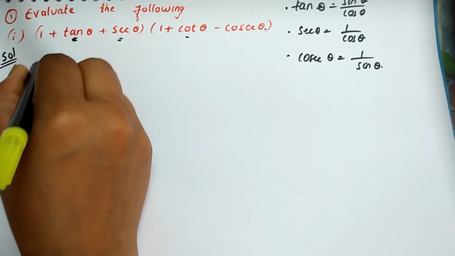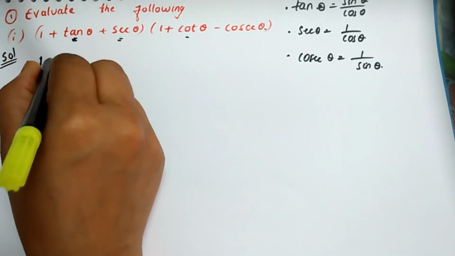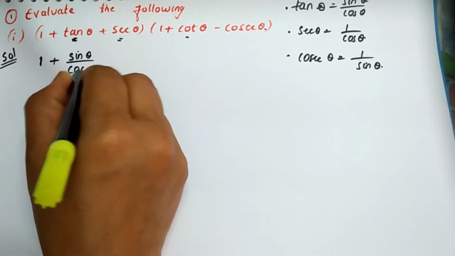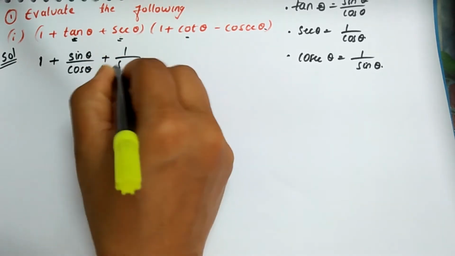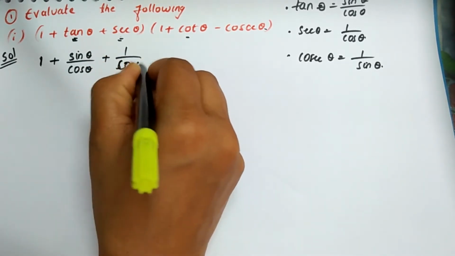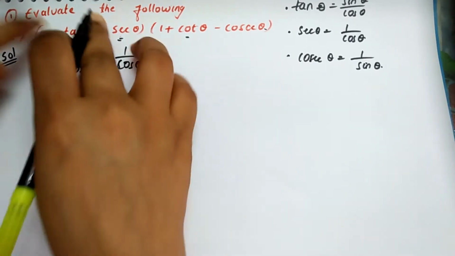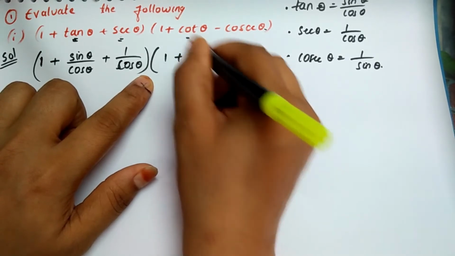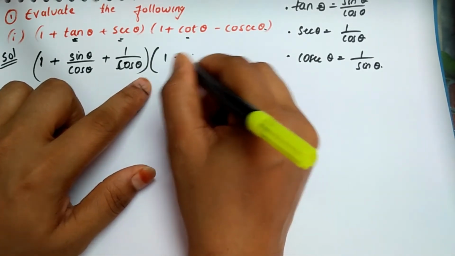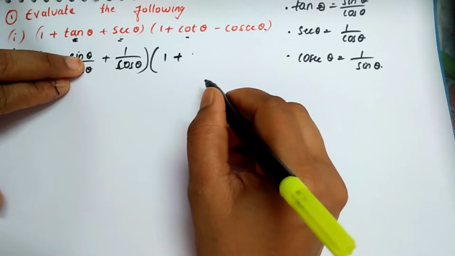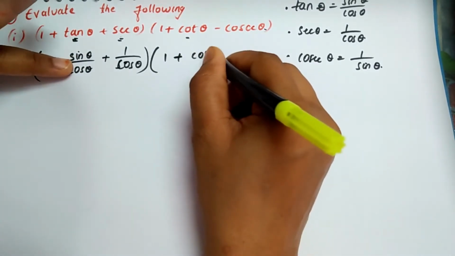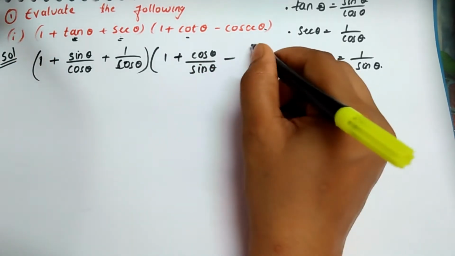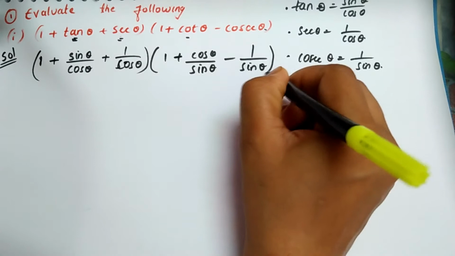It is very simple. 1, we copy it exactly as 1, plus tan theta, which is sine theta by cos theta, plus secant, which is 1 by cos theta. The whole thing into 1, we copy, plus cot, which is the reversal of tan, so cos theta divided by sine theta, minus cosecant, which is 1 by sine theta.